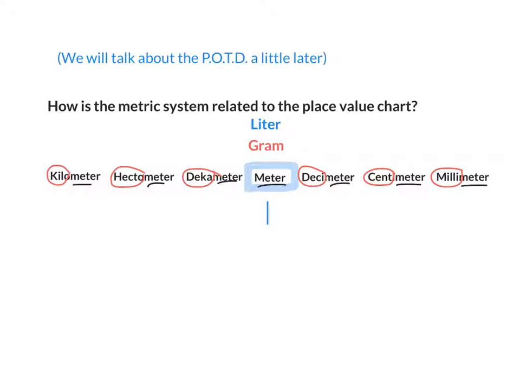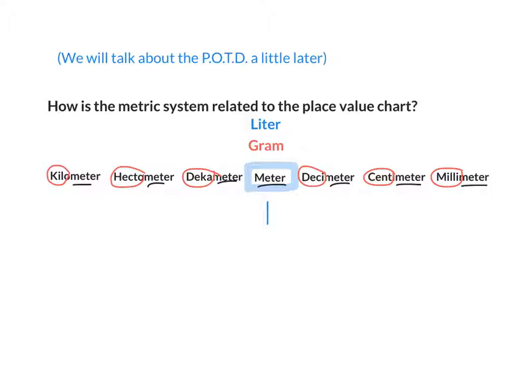Okay, go ahead and write these words. You might want to turn your notebook sideways, this way, so that you have more space, okay? Go ahead and copy those words into your notebook. You guys see how the middle one, meter, has no prefix, no words that come in front of it? Okay, so that's worth 1. 1 meter is 1 meter.